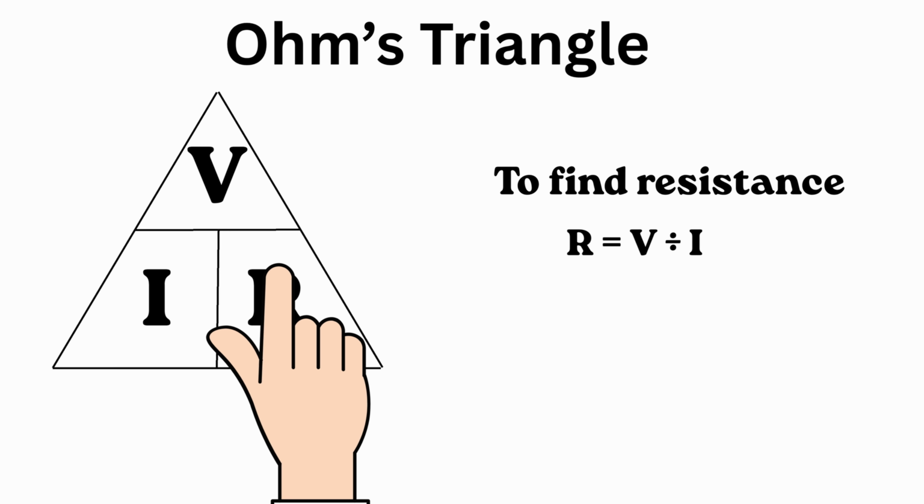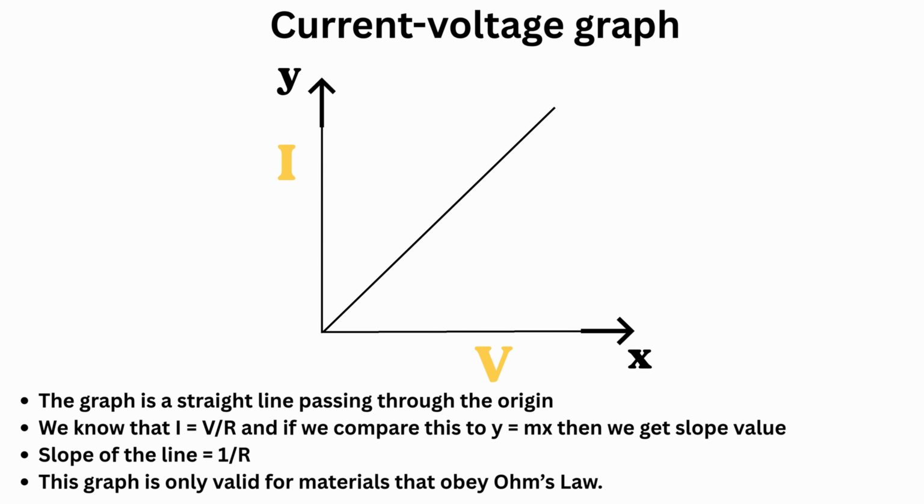So now we know all the forms of Ohm's law, but engineers don't just use equations. They also visualize this relationship using graphs. For a material that follows Ohm's law, the graph between current and voltage is a straight line passing through the origin. This straight line tells us something very important, that current is directly proportional to voltage. Now let's look at the slope of this line. This graph is similar to the equation of a straight line. Y equals mx.